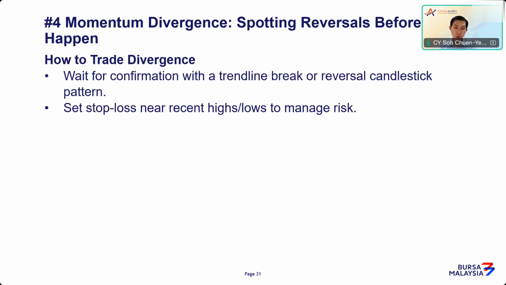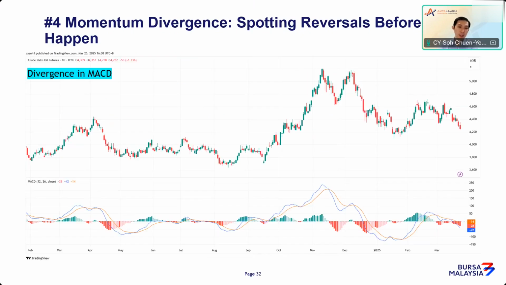So how to trade this is that you need to wait for confirmation, when your trend line breaks or there is a reversal in your candlestick patterns. Oftentimes when traders do momentum divergence, it's actually a combination of pullback trading and trend trading. You will be looking at both trend and momentum indicators at the same time. So how do we do momentum divergence in trading?